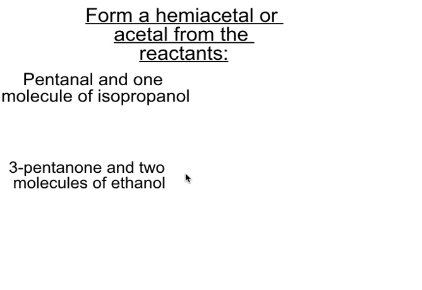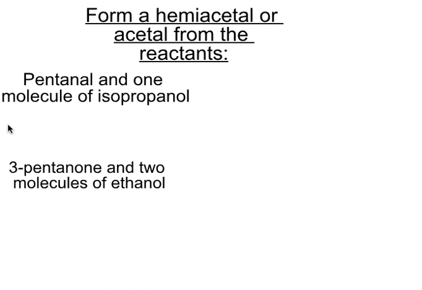We have identified some acetals and hemiacetals and looked at what molecules make hemiacetals and acetals. We're going to use some molecules to make some acetals and hemiacetals from scratch, so to speak. So we're going to start by reacting pentanal and one molecule of isopropanol.